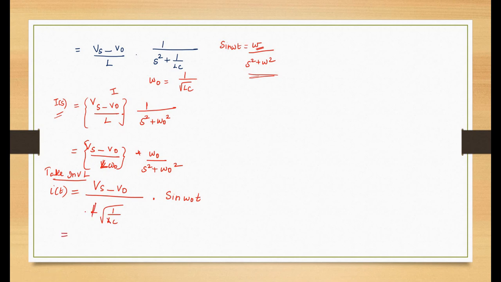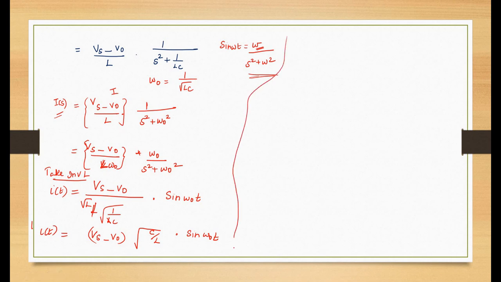L gets cancelled and root of L. So what is the answer? (Vs minus V0) into square root of C by L. Here L by C in the denominator; if we take the inverse, we get root of C by L into sin omega naught t. This is the current i of t.